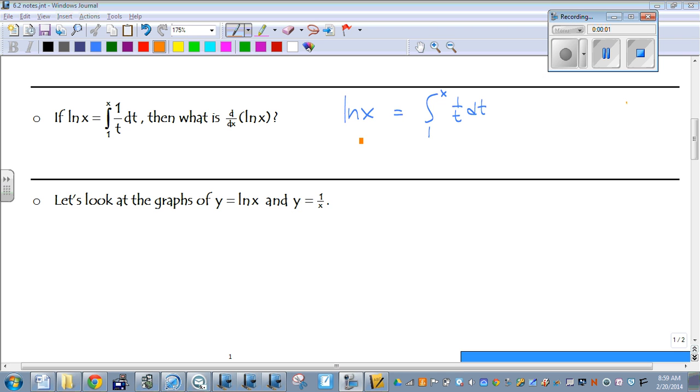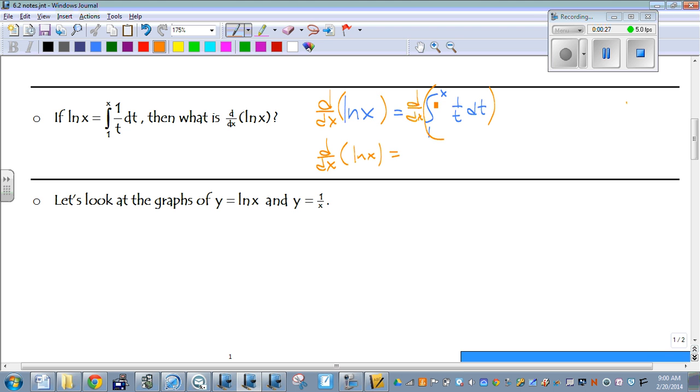Alright, so if the natural log of x equals the definite integral from 1 to x of 1 over t dt, the question is, what is the derivative of natural log of x? So if we take the derivative of both sides here, we end up dealing with something we've talked about recently with the fundamental theorem of calculus.